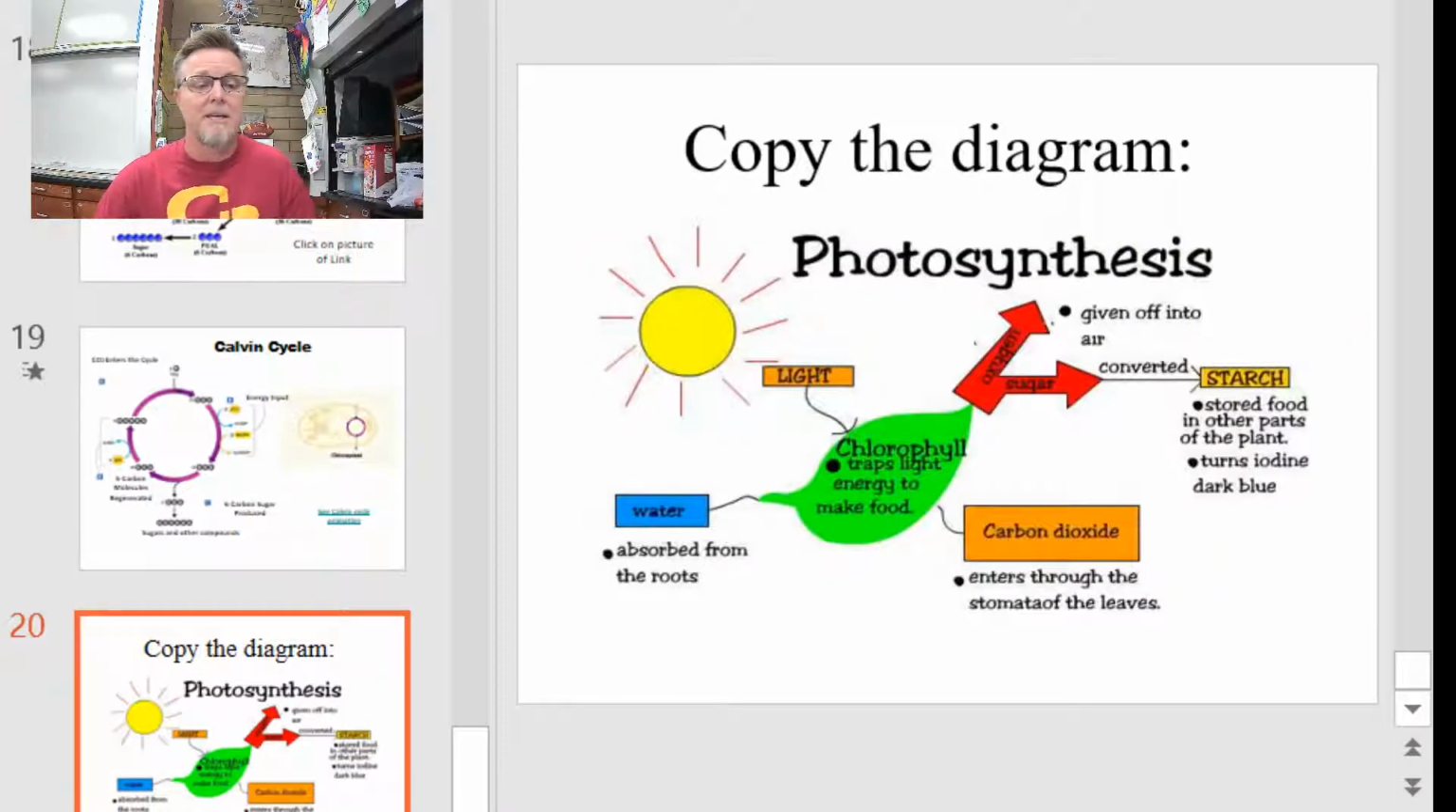All right, so in closing, gang, this is what photosynthesis looks like, and it's just a great example of how bonds are made and broken, and how energy, in this case energy from the sun, is required to make it all happen.